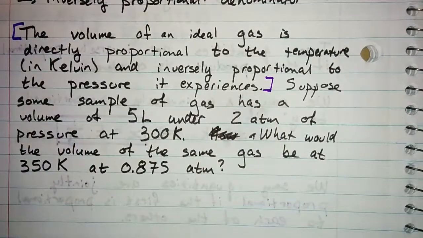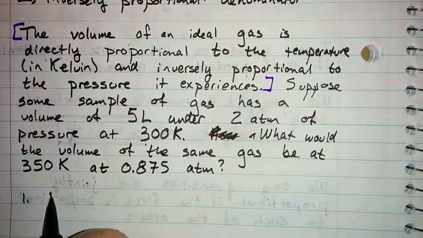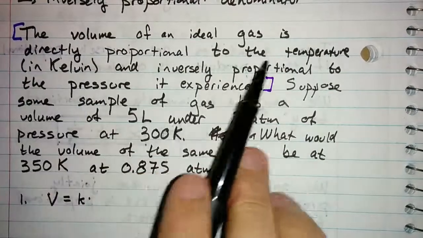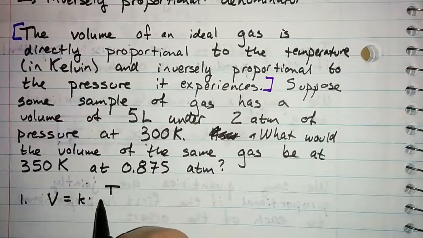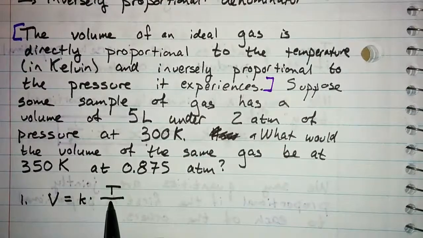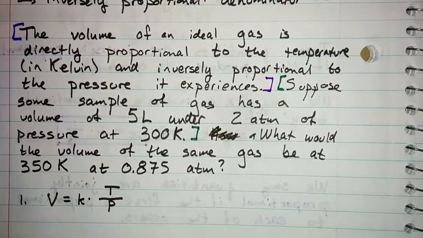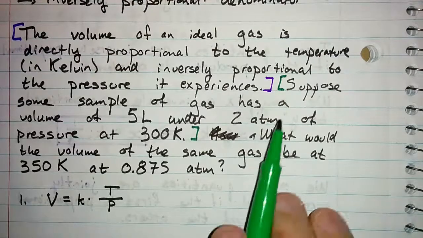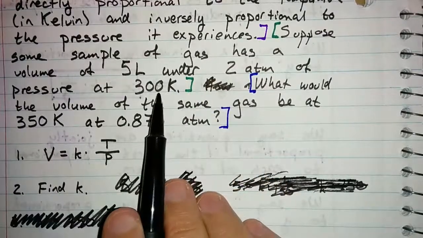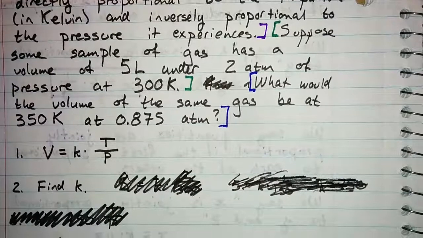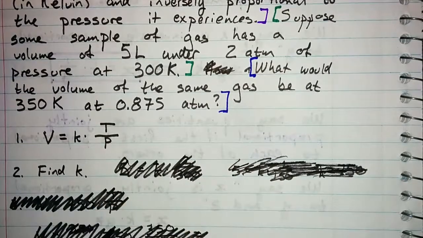So, the thing I want you to notice is that this problem has 3 parts. The first part describes the relationship. Volume is directly proportional to temperature and inversely proportional to pressure. The second part gives us a story in which we know everything: the volume, the pressure, and the temperature. I can use that to find K.